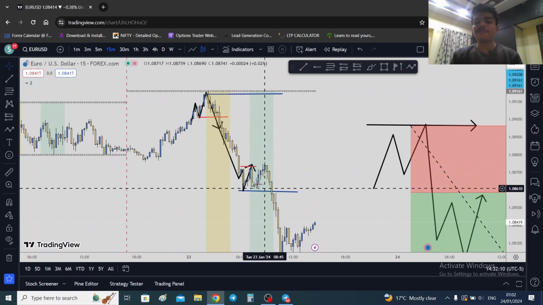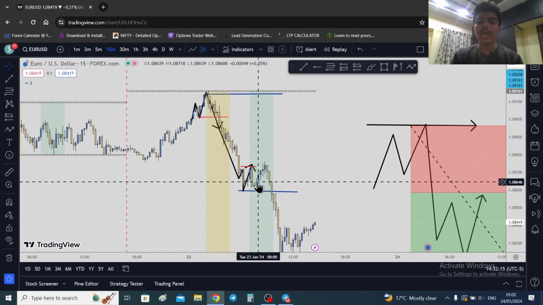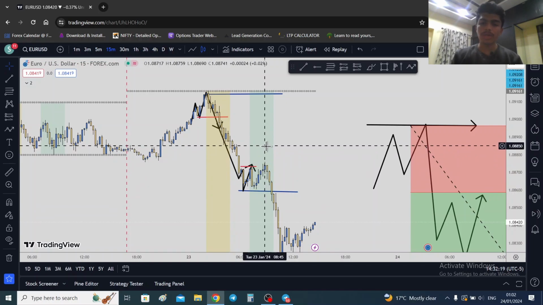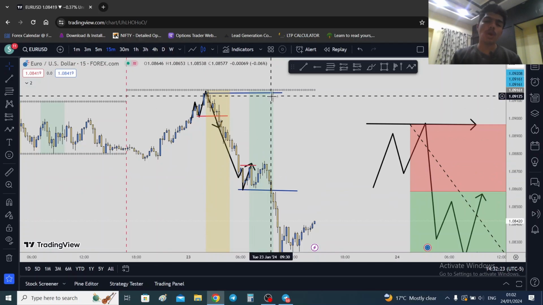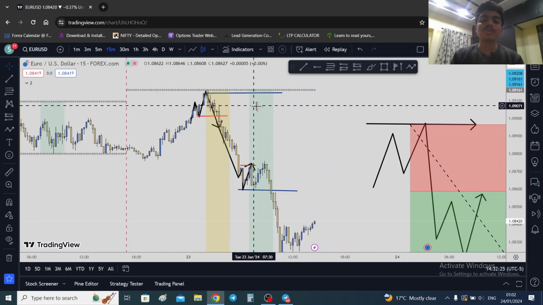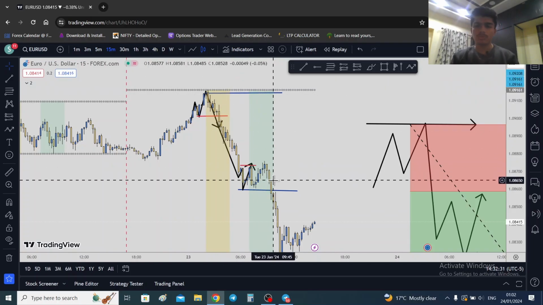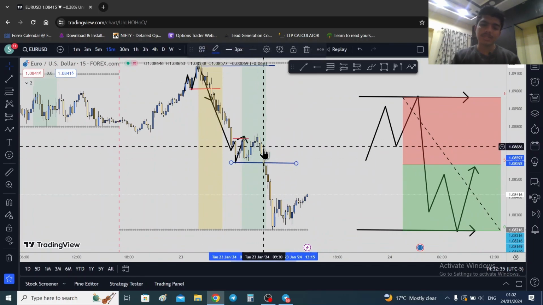Now if you want to enter a bullish trade over here, what do you need? You need sell side liquidity first before price decides to go higher. If you want to take any sell executions over here, what do you need? You need buy side liquidity first and then go down. Simple. So now what has happened over here? Price has just fallen down.